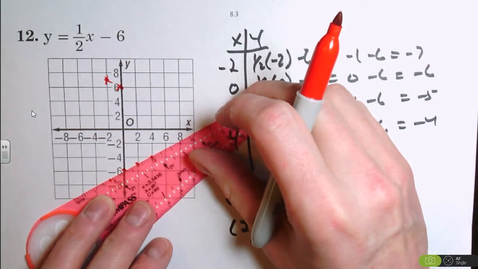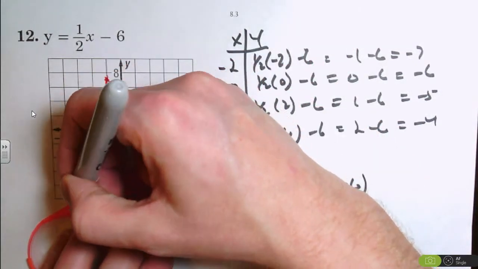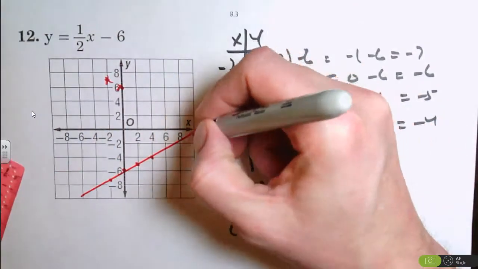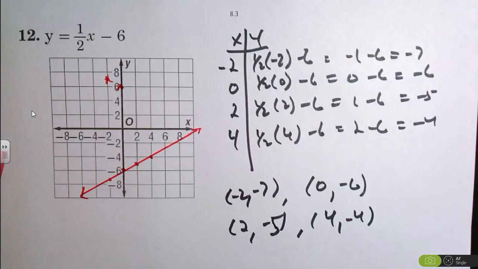So now we connect those 4 dots as best we can. There we go. And that's a few problems from section 8.3.